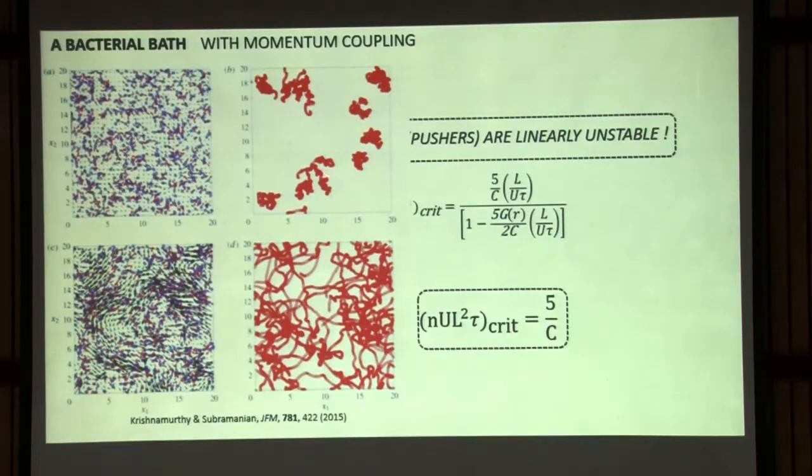Going back to the movie that I showed you, it manifests itself in simulation. That's a suspension of pullers, and that's a suspension of pushers. And those red trajectories there are the trajectories of tracer particles. You can see pullers are quite localized, whereas pushers, because of these collective sloshing modes, more or less move through the box.